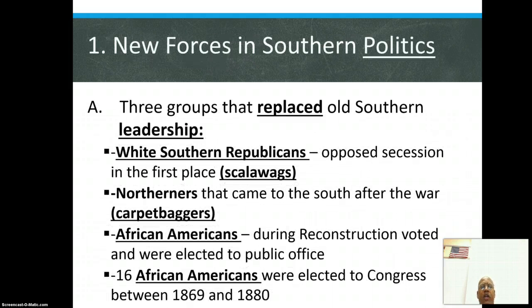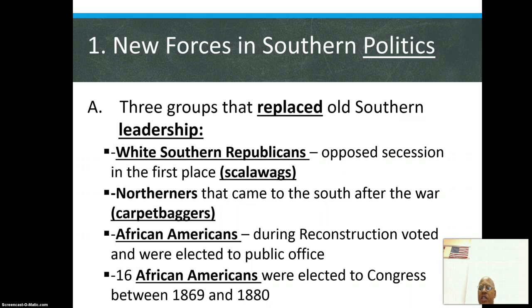So the new forces, basically there are three new forces in Southern politics at the advent of Radical Reconstruction. You have the scallywags, those Republicans in the South who opposed secession. They didn't want to break away from the Union originally, which caused the Civil War. You also have the carpetbaggers. As Reconstruction is going on in the South, you have many Northerners coming down and getting involved in the Reconstruction process, and particularly politics.